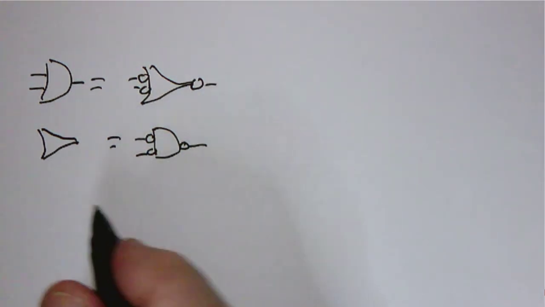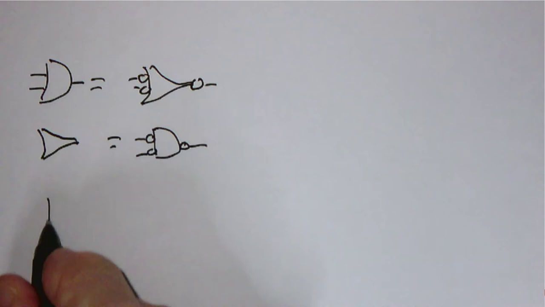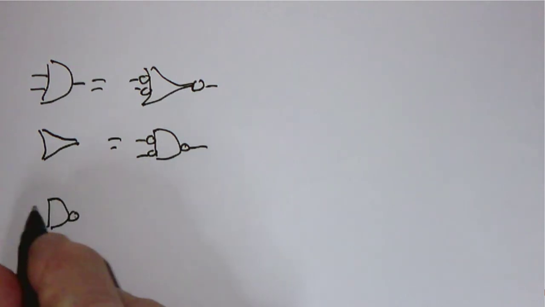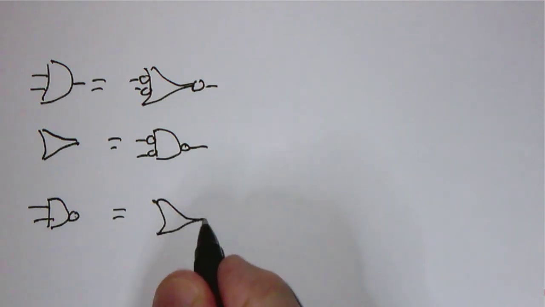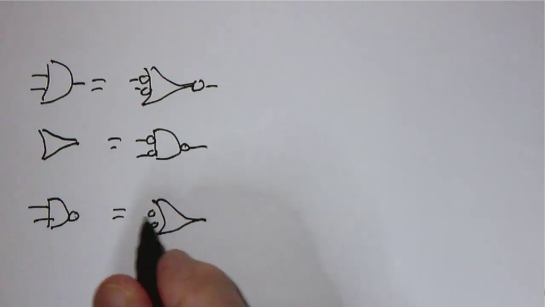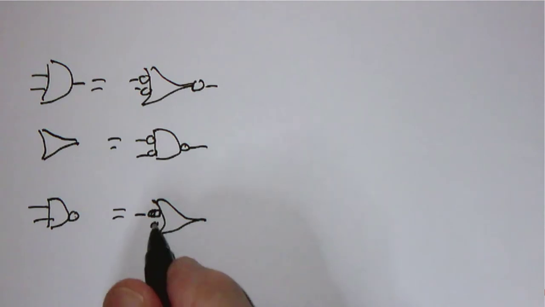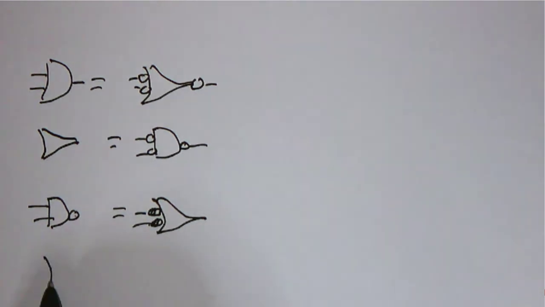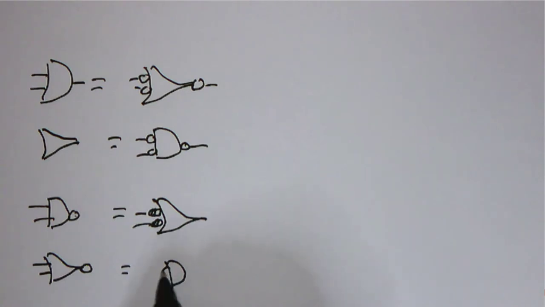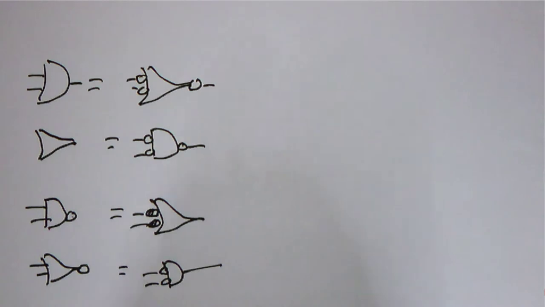And similarly, a NAND gate is equal to an OR gate with just the inputs inverted and no inverter on the output. And a NOR gate is just equal to an AND gate with the inputs inverted and no output inverted. Not a NAND gate, an AND gate.